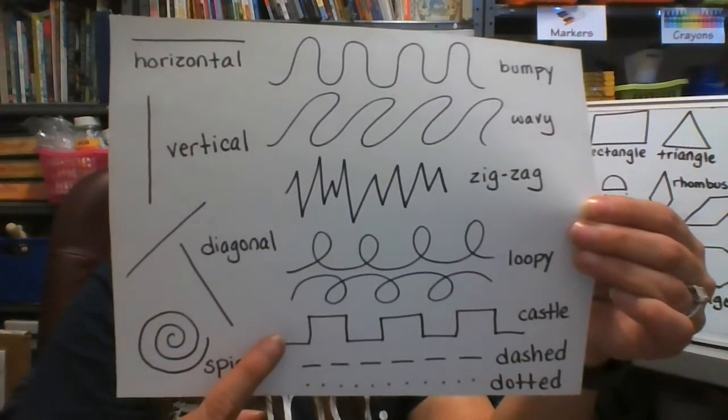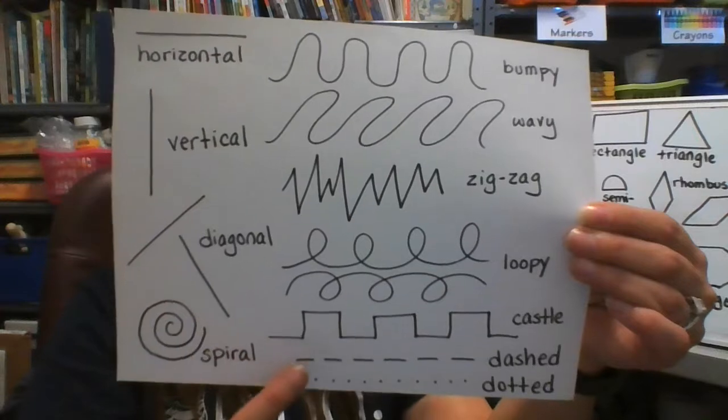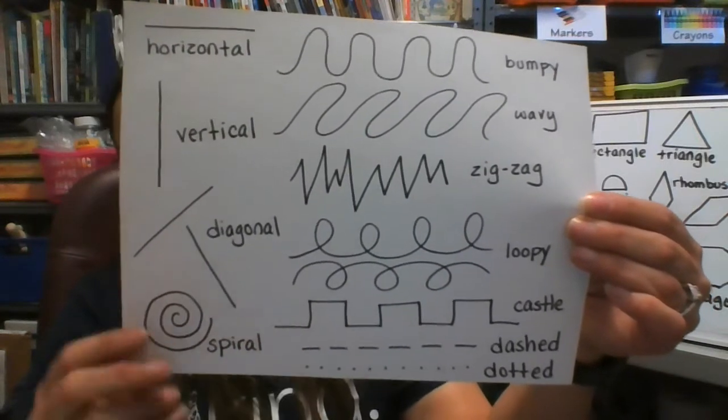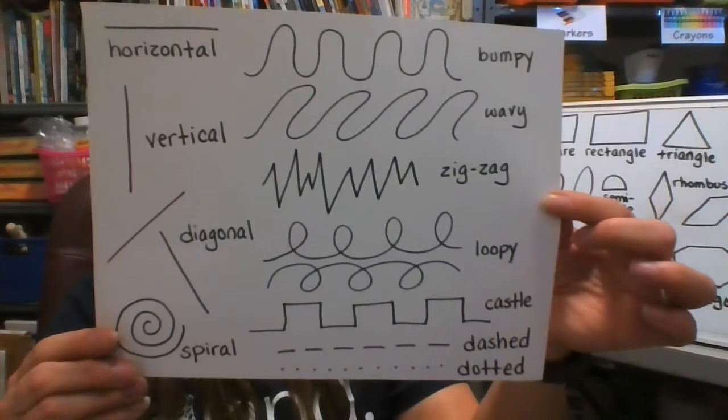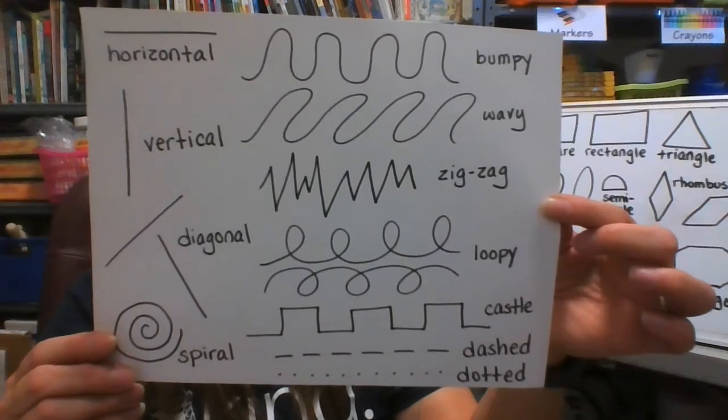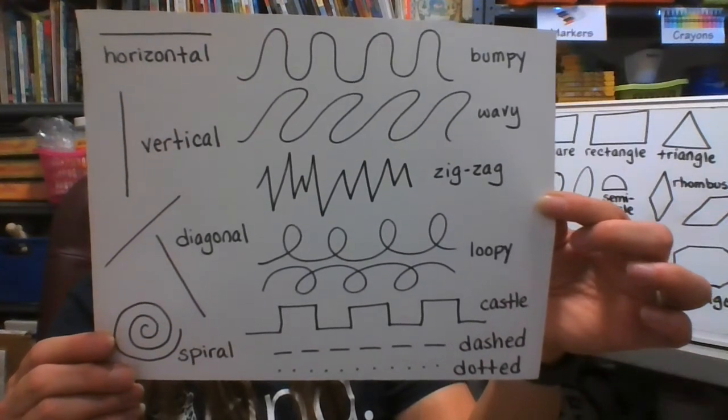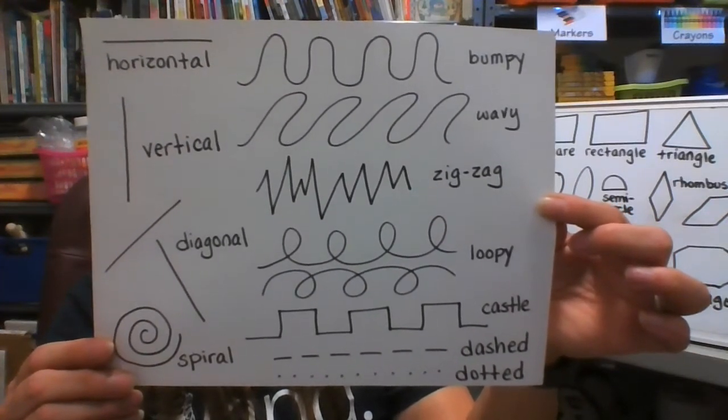The castle line looks like the top of a castle. And we have the dashed and the dotted line, lines made of dashes and dots. If you need to copy this still, please pause the video so you can see all of the lines and their names.